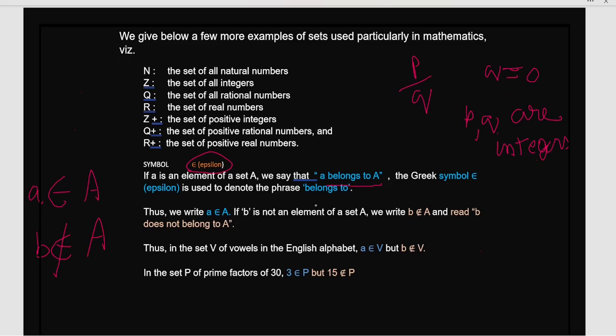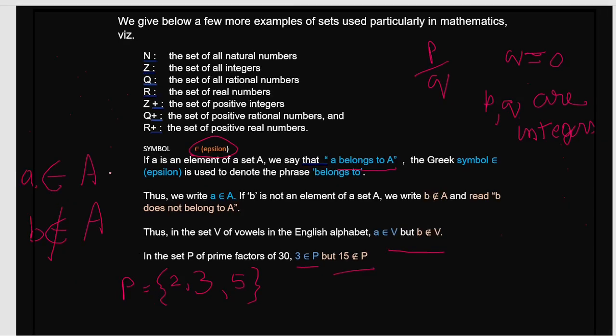In the set B of vowels in the English alphabet, a belongs to B, but b does not belong to B. You understood this, right? a belongs to B, but b does not belong to B. In the set P of prime factors of 30, what are the prime factors of 30? 2, 3, 5. That's it, right? So 3 belongs to P, but 15 does not belong to P. So these are the symbols we used. Make a note of it. I think the slash is missing here, 2 is not equal to 0.